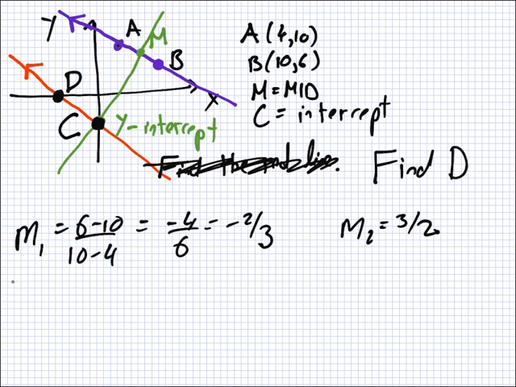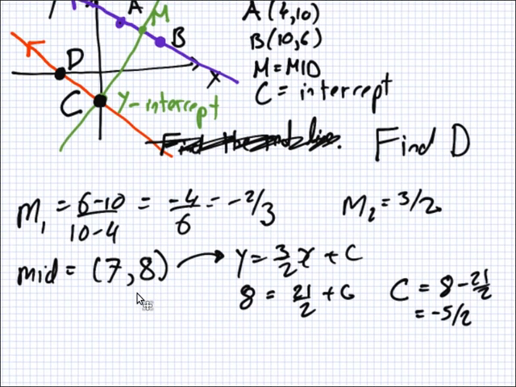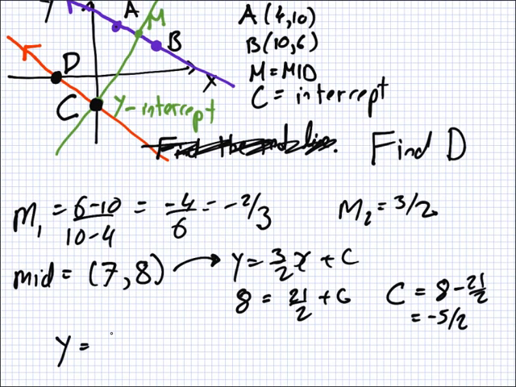Let's get the midpoint. The midpoint will be 4 plus 10 over 2, and 10 plus 6 over 2. That gives 7 and 8. So you have y equals 3 over 2x plus c. Yes? So that means 8 equals 21 over 2 plus c, if you sub in the point. So c is 8 minus 21 over 2, which is what, 5 over 2? Minus 5 over 2, isn't it?